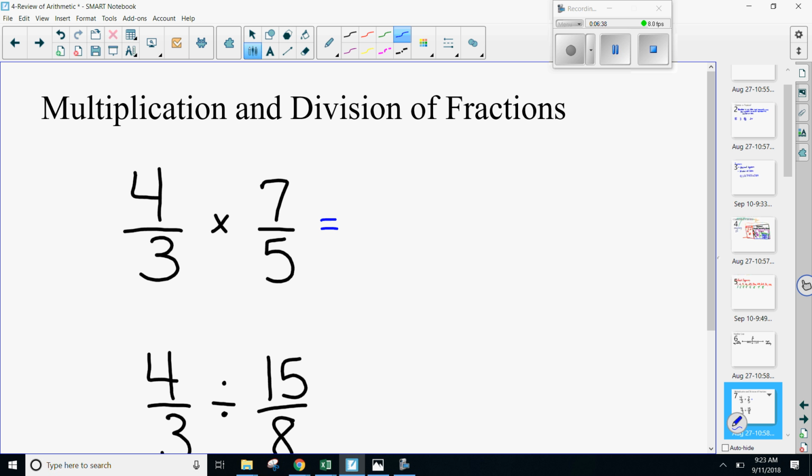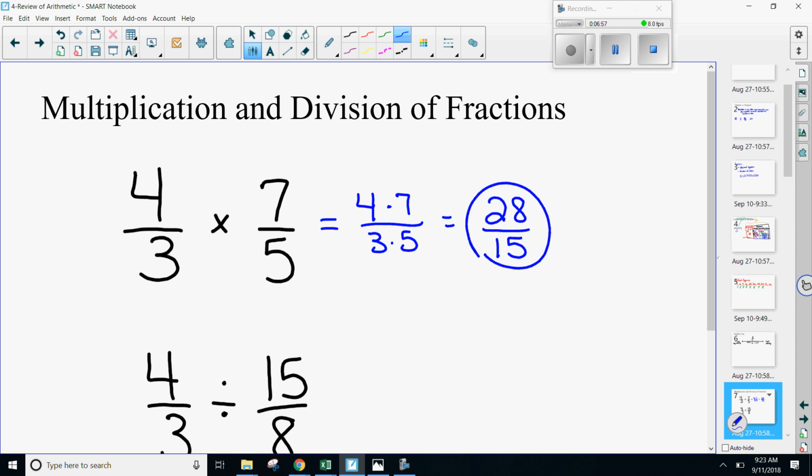You multiply numerators times each other, and you multiply the denominators times each other. So you're going to take 4 times 7 and divide by 3 times 5. So you end up with 28 over 15. And there's your answer. It's reduced. You do not have to change it into a mixed number, but you have your answer.